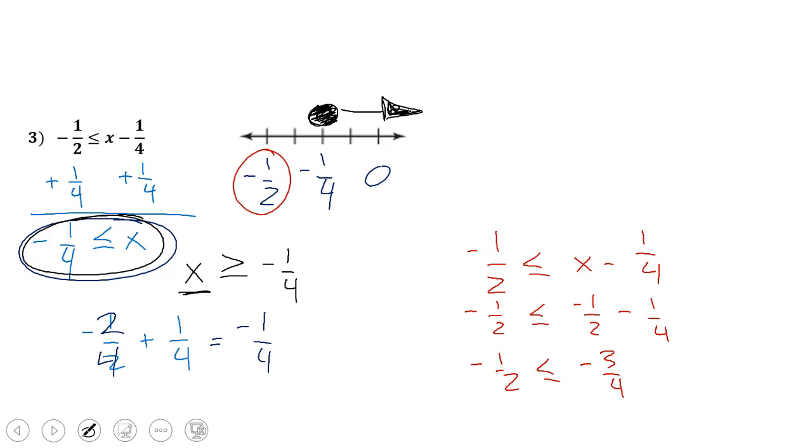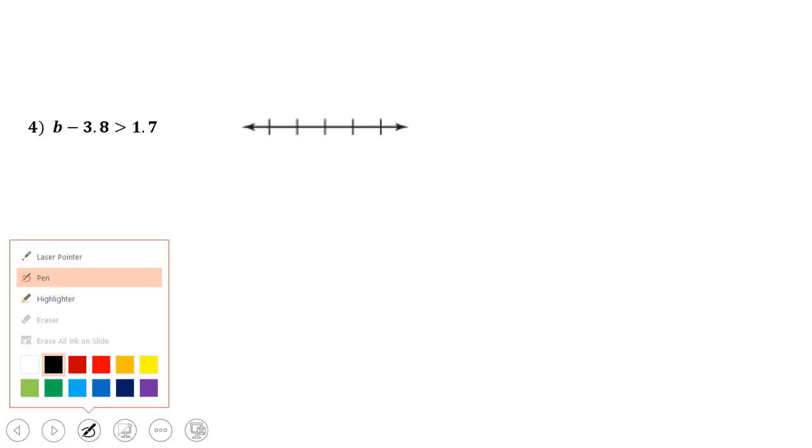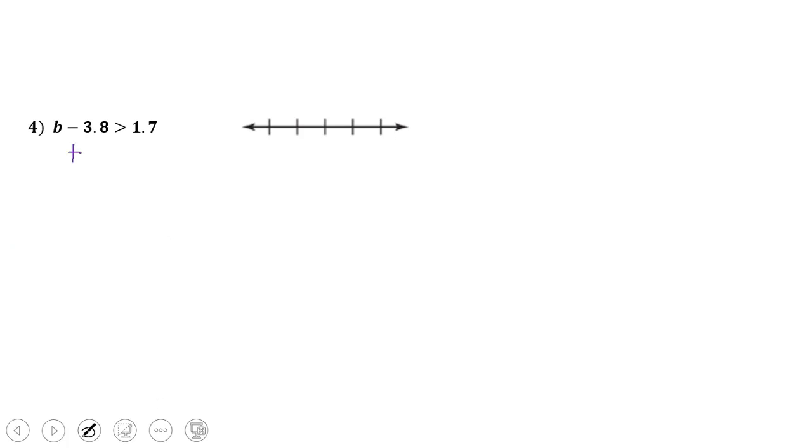Well, ladies and gentlemen, our last example of the night, of this lesson. b minus 3.8 is greater than 1.7. So I'm going to add 3 8/10. Doing my inverse operations, I'm going to add 3 8/10 to the negative 3 8/10 to get 0, leaving me with b greater than, I know it's going to stay true because I'm going to add the 3 8/10 to both sides, and I would get 5.5.